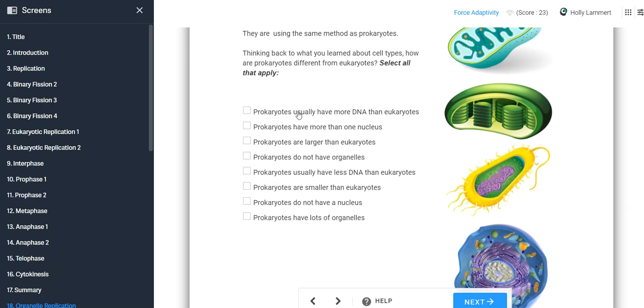Okay, prokaryotes usually have more DNA, not necessarily. Prokaryotes have more than one nucleus. They actually don't have any nucleus. They are larger. Nope, usually eukaryotes are larger. Prokaryotes do not have organelles. Prokaryotes have less DNA. Prokaryotes are smaller, usually. They do not have a nucleus. And that should be it.